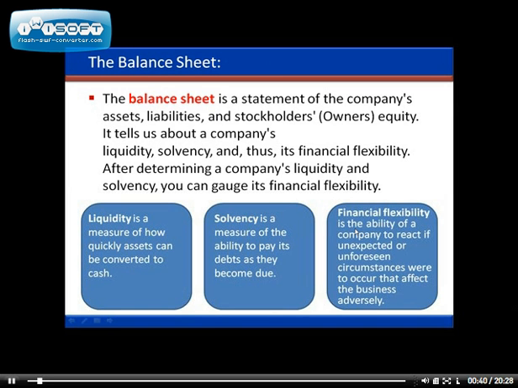Alright, let's take a look at the balance sheet. The balance sheet is a statement of the company's assets, liabilities, and stockholders' equity. And it tells us about a company's liquidity and solvency, and after you evaluate the liquidity and solvency, you can determine if it's a financially flexible company.